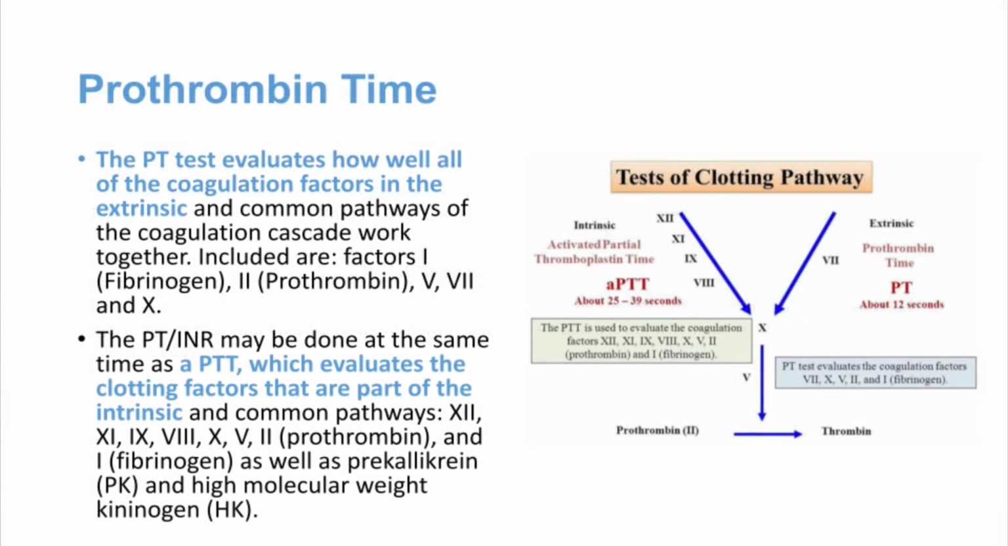Prothrombin time evaluates all the coagulation factors in the extrinsic and common pathways. Whenever there is a problem in the extrinsic pathway, PT and INR will be elevated. Whenever there is a problem in the intrinsic pathway, APTT can be elevated. Common pathway also can be elevated because of a problem in the extrinsic or intrinsic pathway. So the PT and INR indicate a problem in the extrinsic pathway or in the common pathway. You can see the picture here.